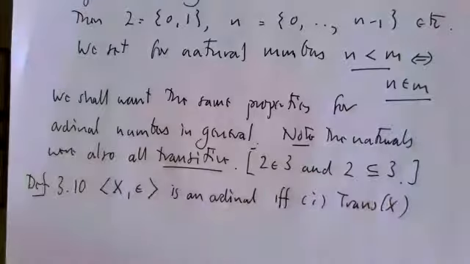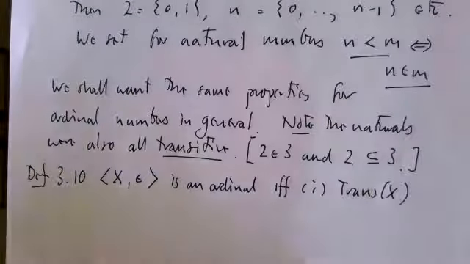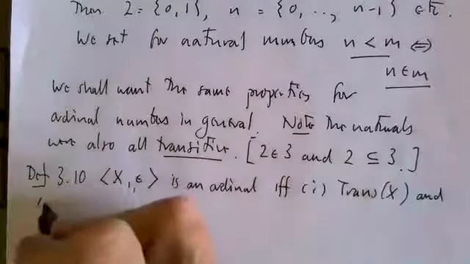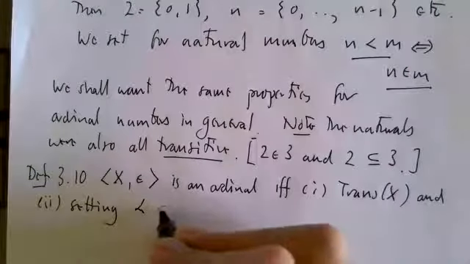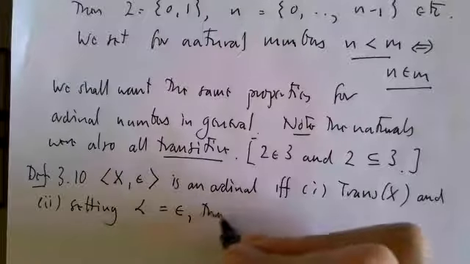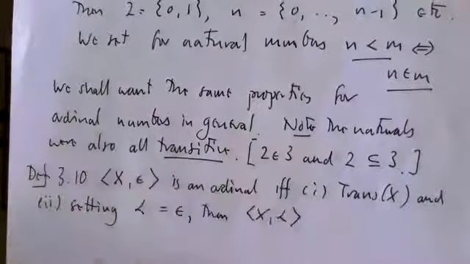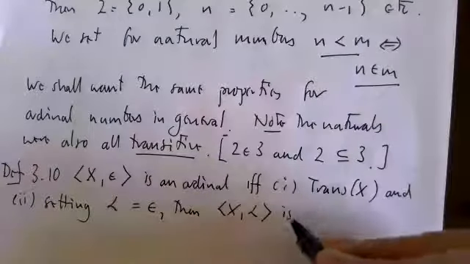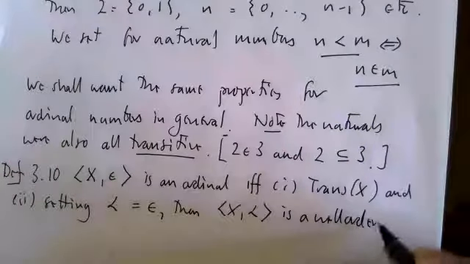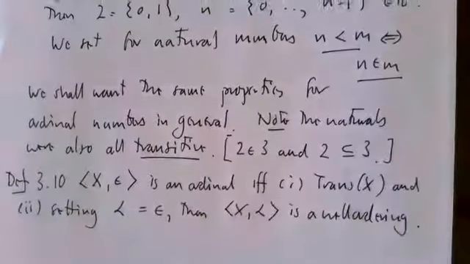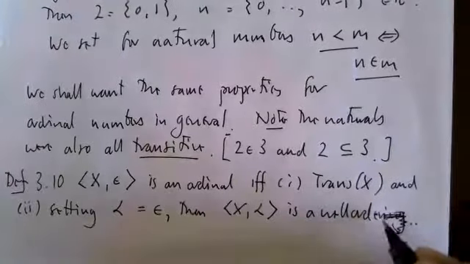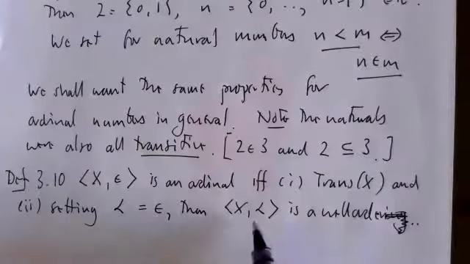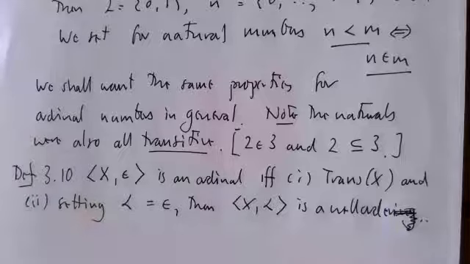It's a transitive set, and epsilon has to be a strict total well ordering. So if I write less than for epsilon, then this is a well order. So I just call it a well order. So it's going to be a strict total ordering. Any subset of X must have a least element. And this is exactly what we had for the natural numbers.